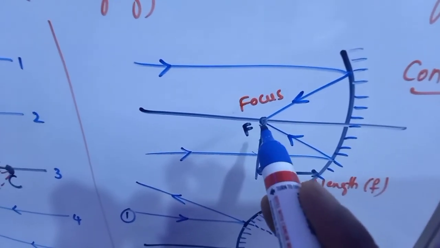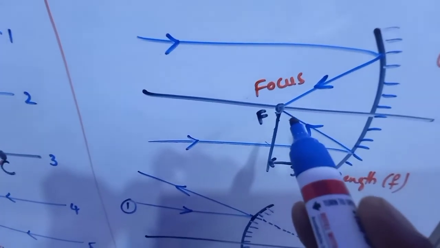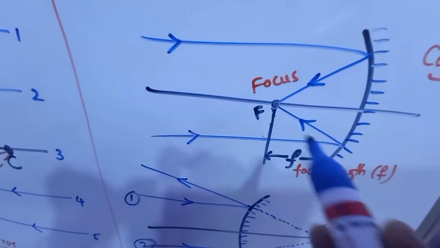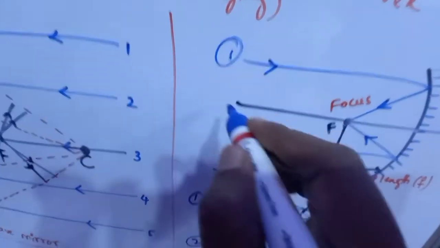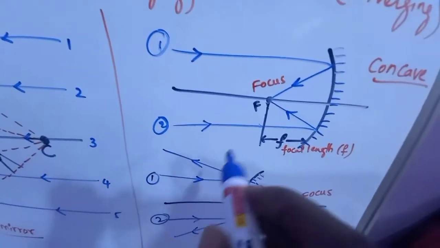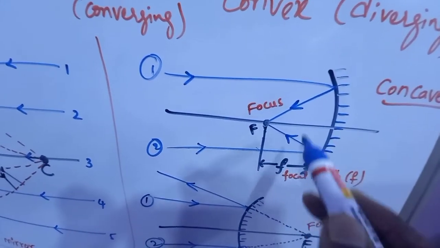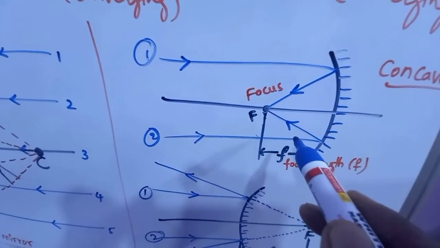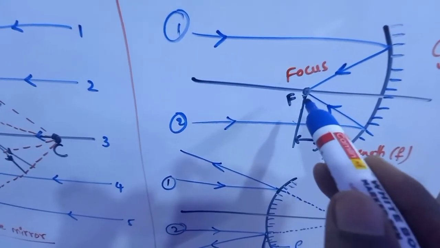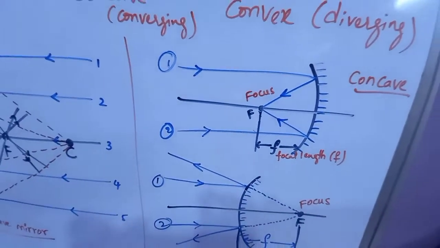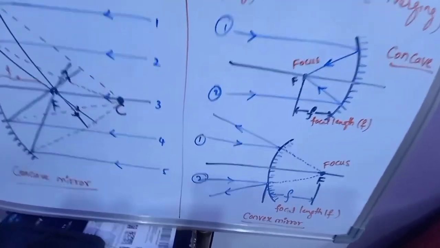They actually meet at one point on the principal axis, and that point is called the focus or focal point. This is the first incident light ray and this is the second incident light ray, and these two are the first and second reflected rays, and both of them meet at a point that is called the focus point of the concave mirror. This is the difference between concave and convex mirror.